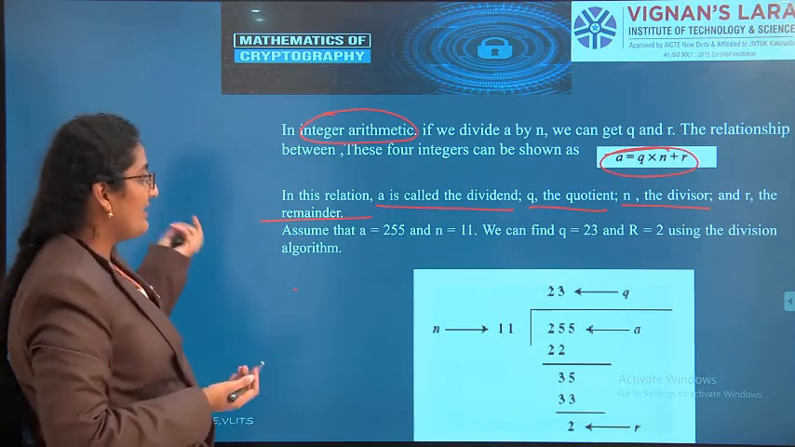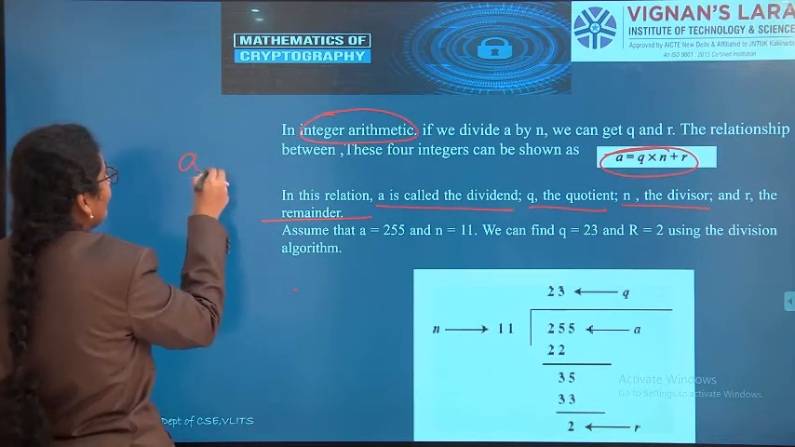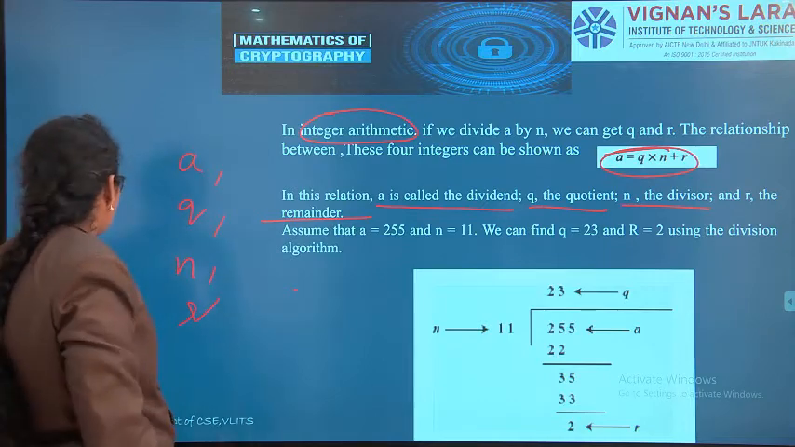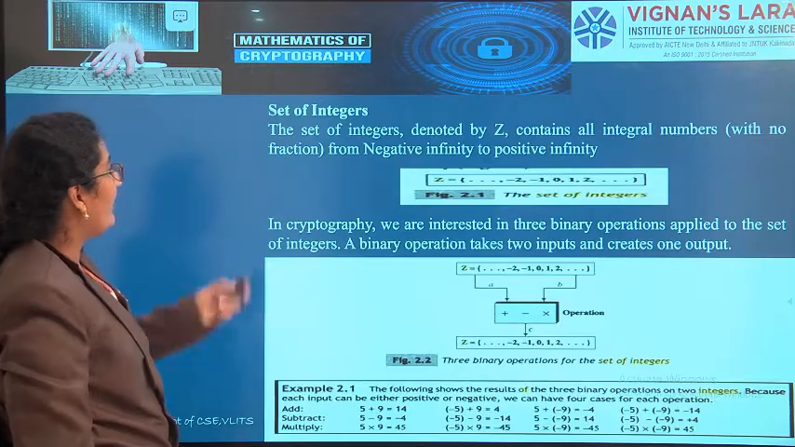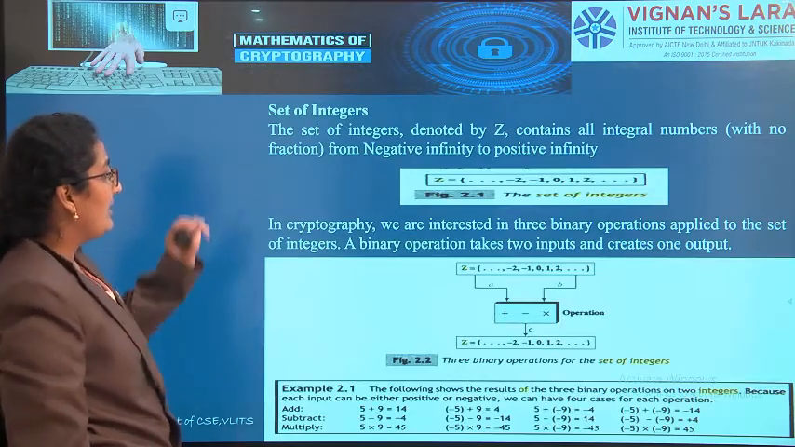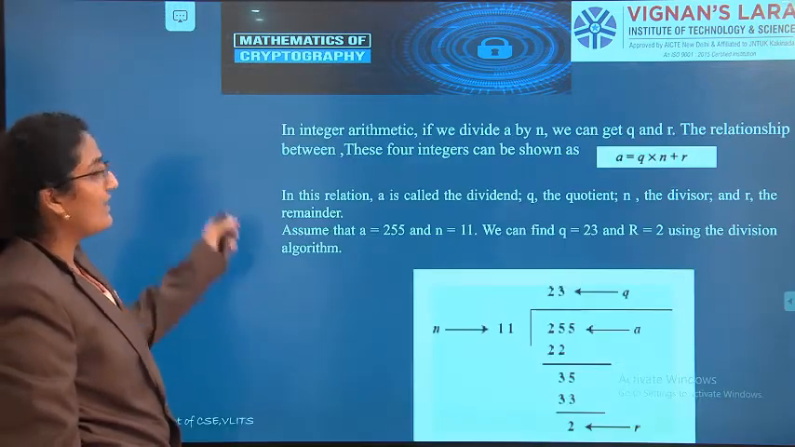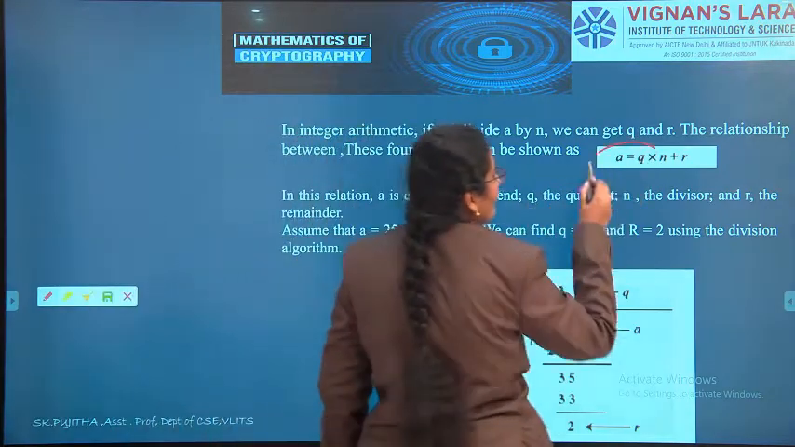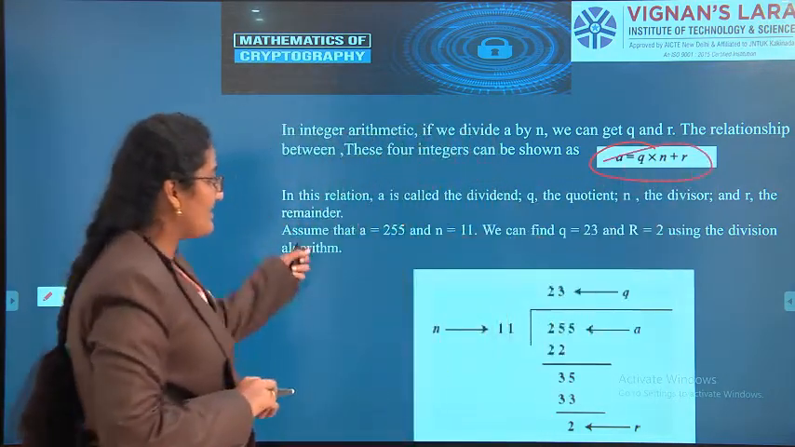So here four integers we are taking. Those four integers are nothing but a, q, n, r. In the previous slide we discussed integers. Now, as a continuation, we are discussing the division rule. In this division rule our standard rule is this. So we are taking an example.